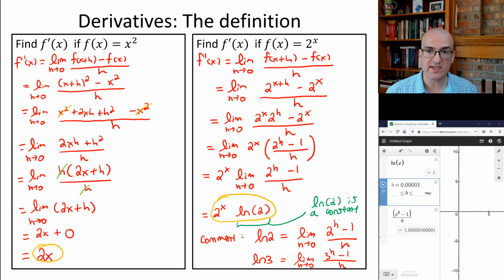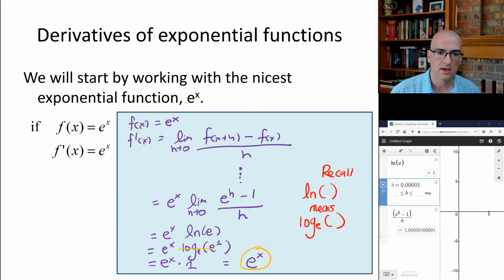So with the previous example, we had the derivative of 2 to the x was 2 to the x times the ln of 2, and ln of 2 survives. Ln of 2 is not 1. Ln of 2 is 0.69... Here, the ln e is just 1, so it vanishes. It's there, but you don't have to write it. You don't have to write ln e.